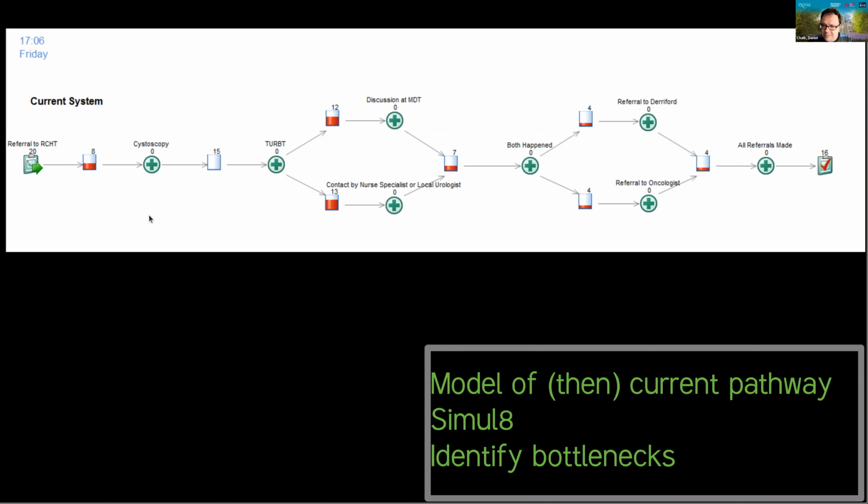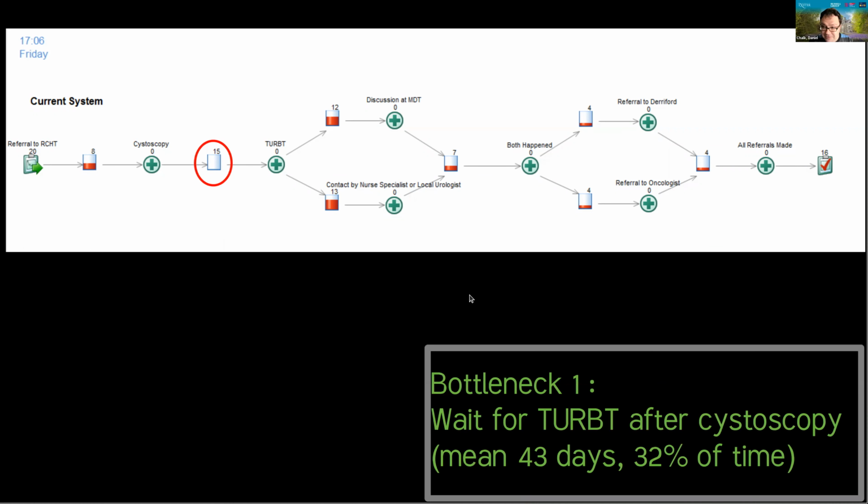So we wanted to see, well, in this bit of the system, where are the delays? I can't remember where they thought they were, but they weren't where they turned out to be. So the first bottleneck turned out to be here. After they've had the cystoscopy and they're waiting for the TURBT, the wait was an average of 43 days, which, to put that in context, is about 32% of their time in just the Cornwall part of the system. Okay, about a third of their time was just waiting for this TURBT.